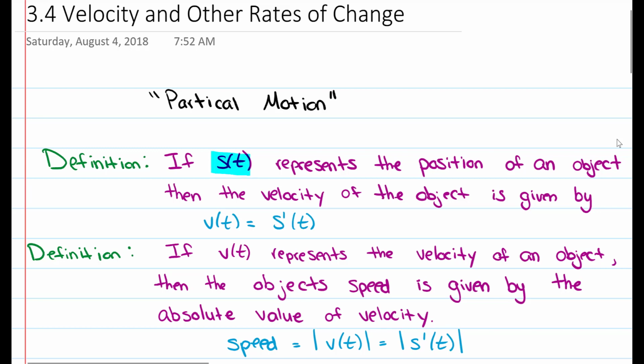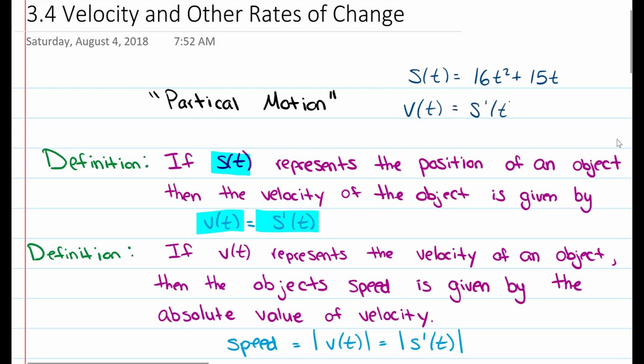Our first definition is going to cover S of t. If S of t represents the position of an object, then the velocity of the object is given by v of t, which is the derivative of S of t. So if I give you S of t is equal to 16t squared plus 15t, then your velocity function is equal to the derivative of position, which is 32t plus 15.